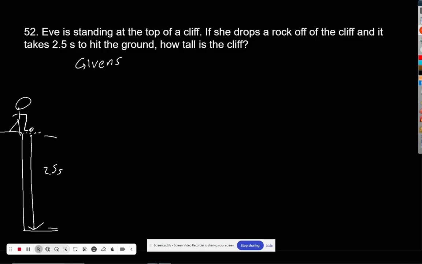So if I go to list my givens, at a glance, kind of looks like we know time and nothing else. But there's actually a few other things we know. It said she drops the rock. That's a specific word. She didn't throw the rock down. She didn't throw the rock up. She just dropped it. She let go of it. That tells us that the initial velocity is 0. Likewise, we could say that the rock's initial position we could call 0.